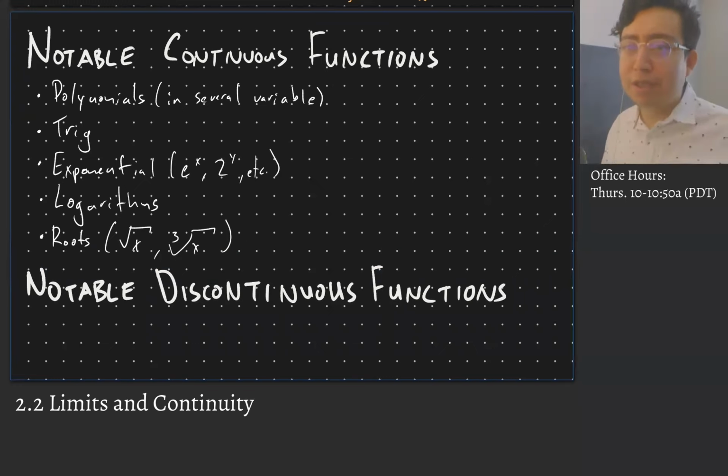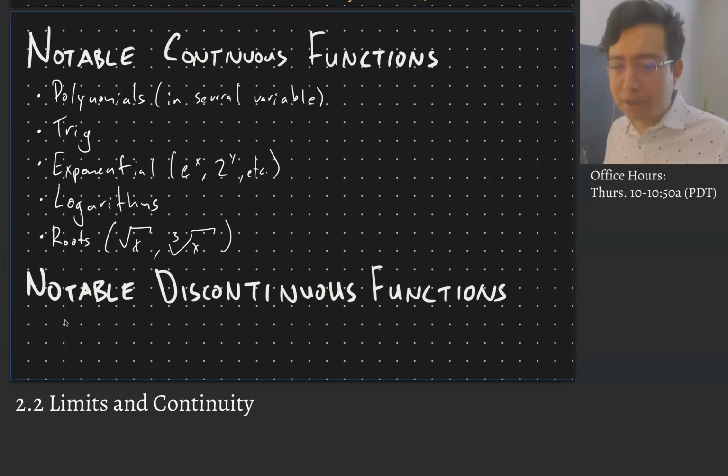Now, notable discontinuous functions. This comes up in different ways, but you can have f of x equals 1 over x. It's going to be discontinuous. So basically, just don't divide by 0 is going to be one of the big things.